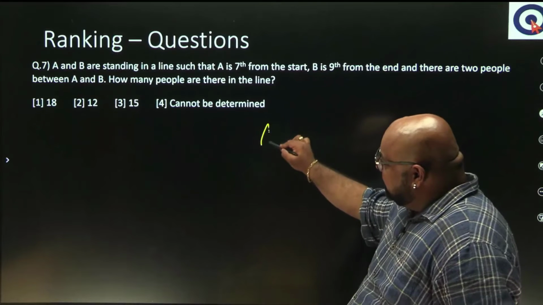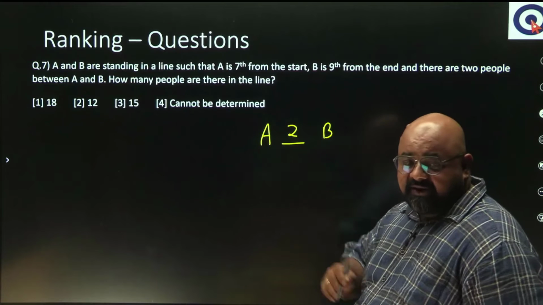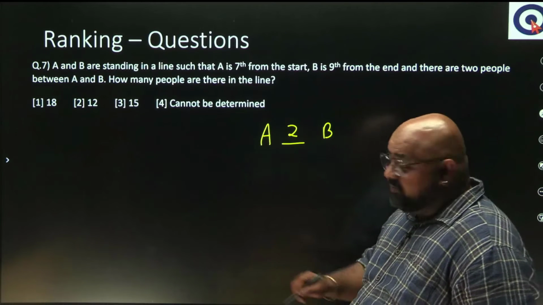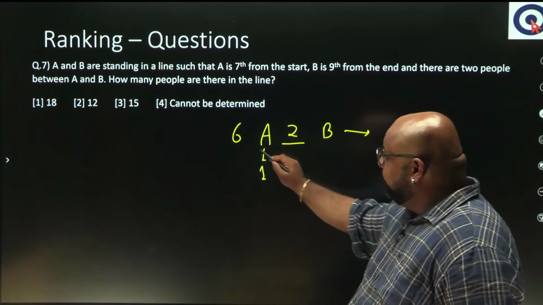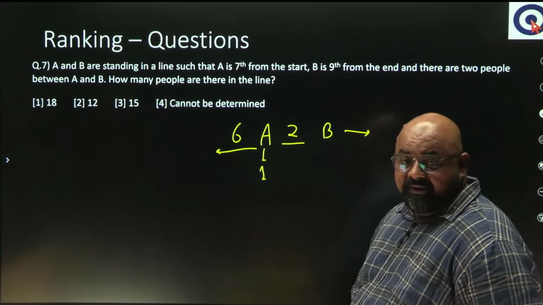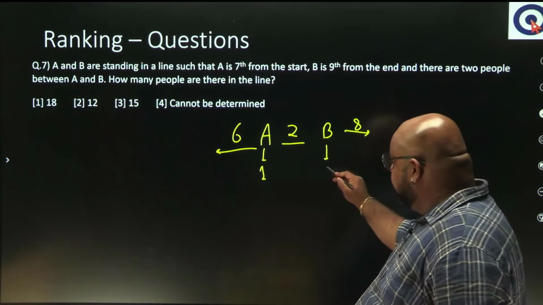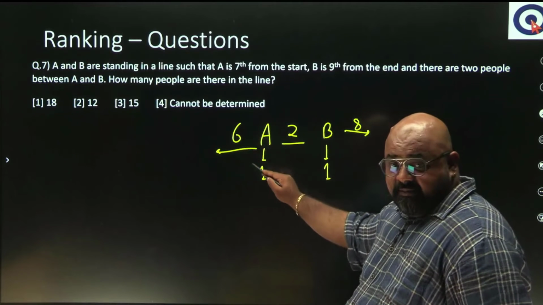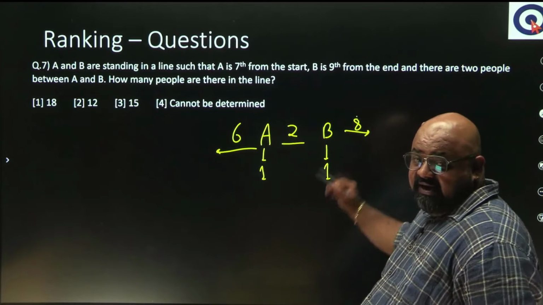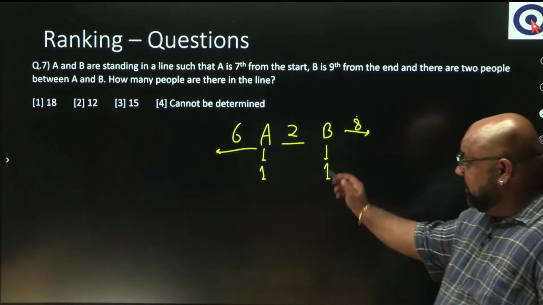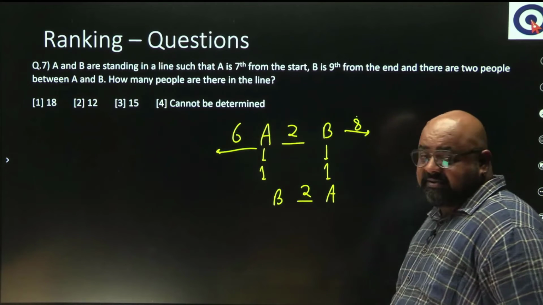One where A is in front of B. There are 2 people between A and B. How many people in front of A? A is 7th from the start, therefore 6 people and then A. And how many people after B? B is 9th from the end. So 8 people after B, and one of the 9th person is B. So the number of people becomes 6 plus 1, 7 plus 2, 9 plus 1, 10 plus 8, 18. But it does not say that A is in front. I could also have a case which looks something like this.